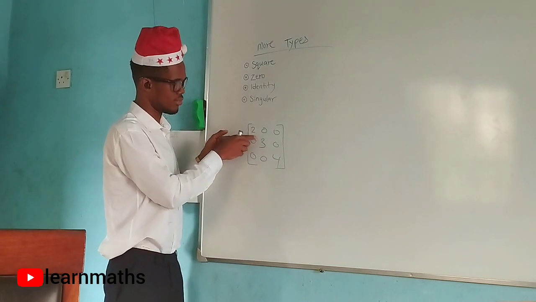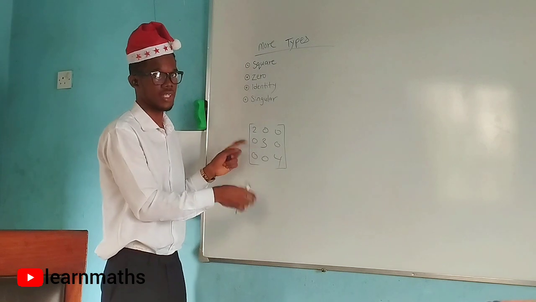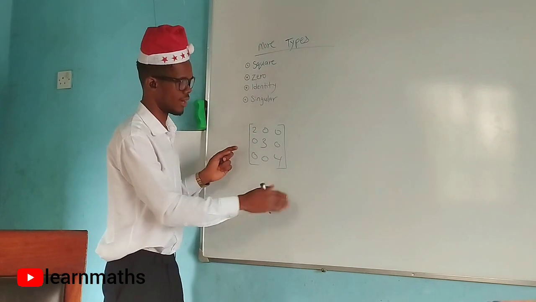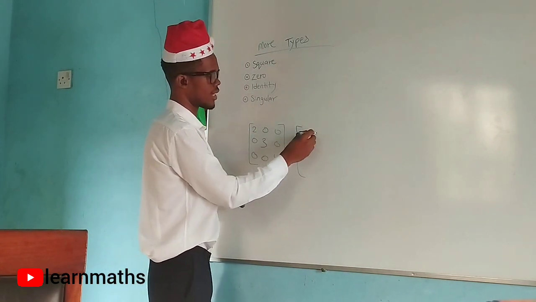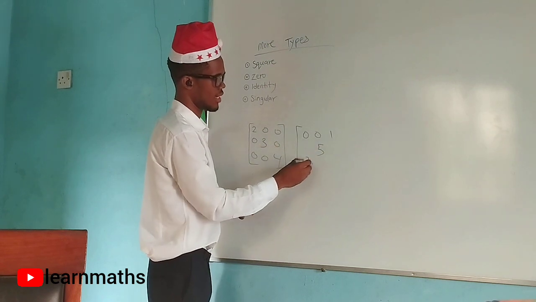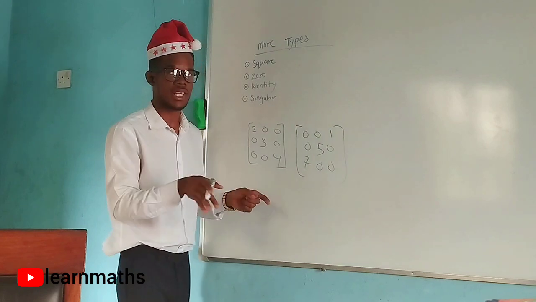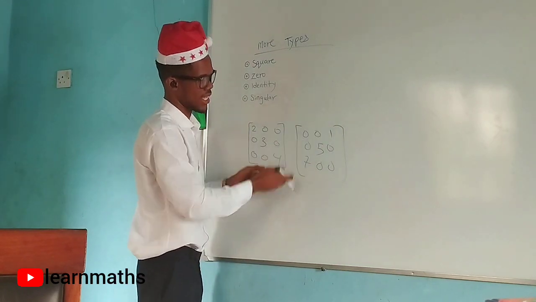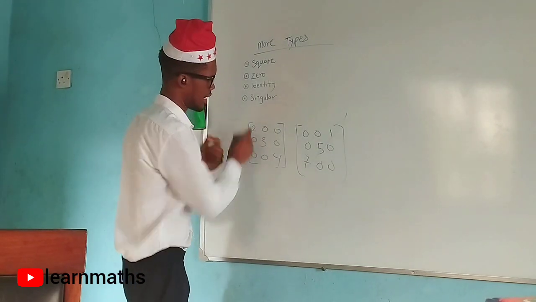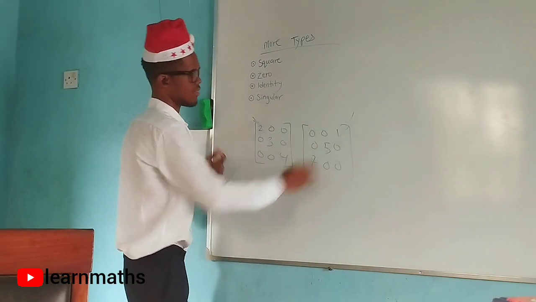Look at these numbers 2, 3, 4. They are not zeros, right? They are solid numbers and they are forming a right diagonal. Now for a left diagonal, we're going to have something like 1, 5, 7, right? And this is a left diagonal because the numbers that are not 0 are forming a left diagonal. Can you see that line? That diagonal line, right? This right diagonal, this left diagonal.